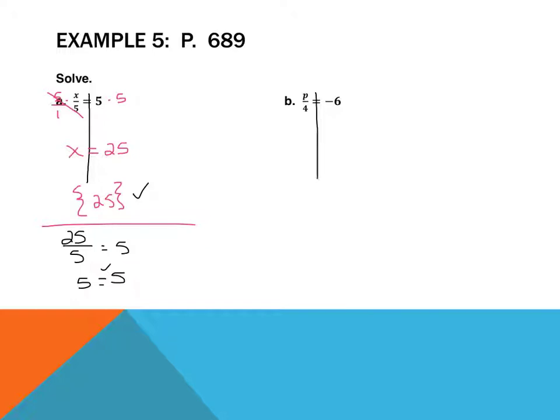So example B will solve the same way. This is P divided by 4, so the opposite of dividing is multiplying by 4. So the 4's cross cancel, and I'm left with P equals negative 6 times 4. Negative times positive is a negative, and 6 times 4 is 24.